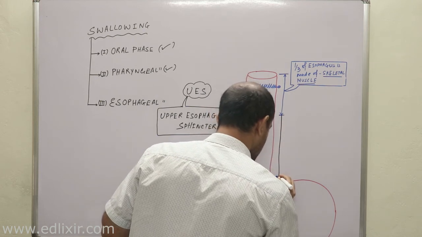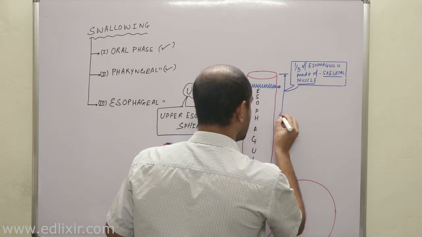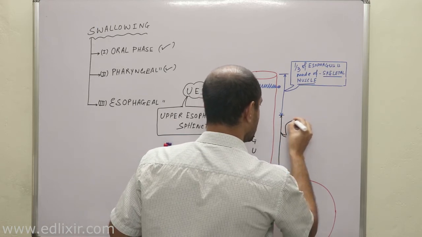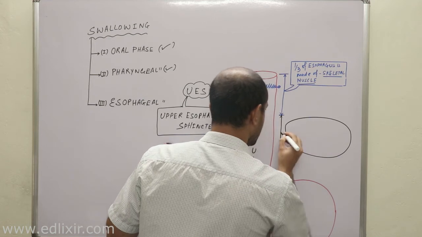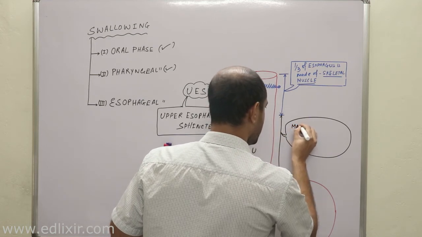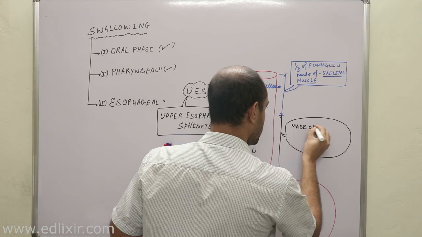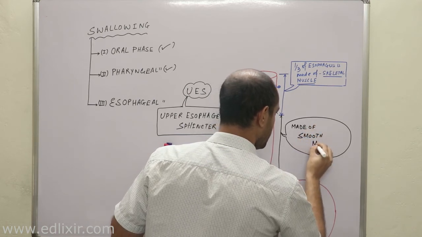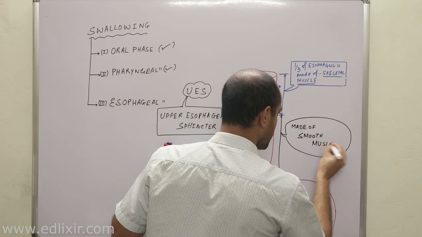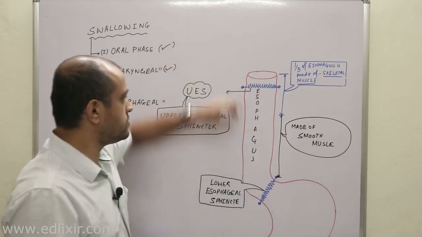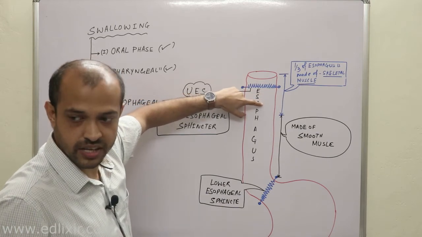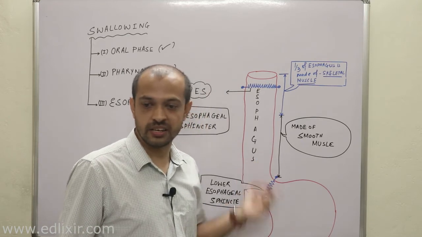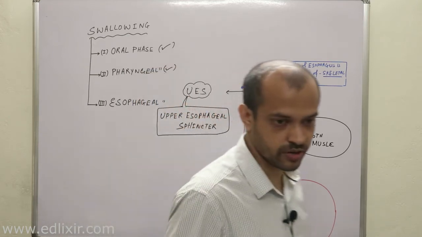of the esophagus is made of smooth muscle. Understand this very carefully. The 1/3 of the esophagus behaves differently, and the remaining 2/3 of the esophagus behaves differently. That's a very important point you need to understand.